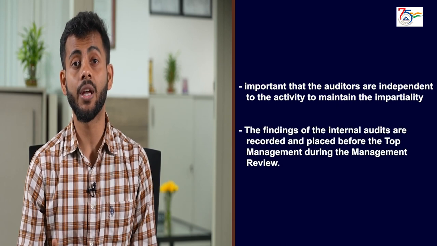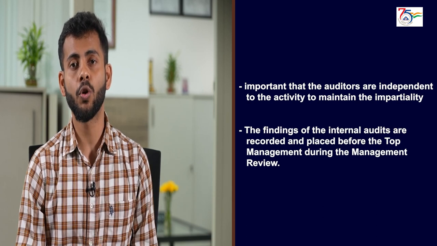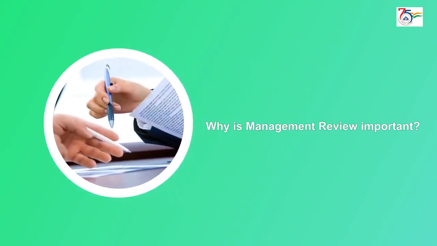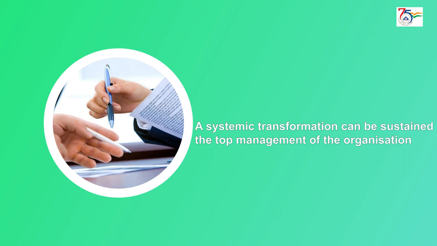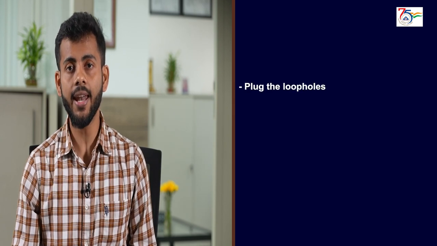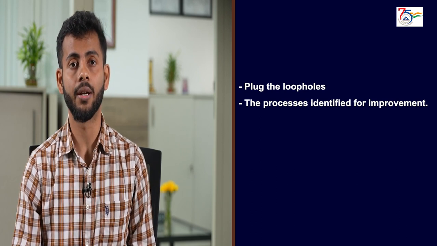It is important that auditors are independent of the activity to maintain impartiality. The findings of the internal audits are recorded and placed before the top management during the management review. Why is management review important? The systematic transformation can be sustained only if the top management of the organization owns it and applies itself to plug the loopholes, if any, in any of the processes identified for improvement.